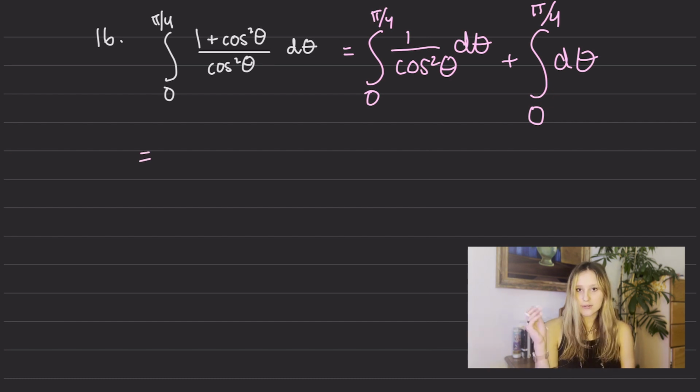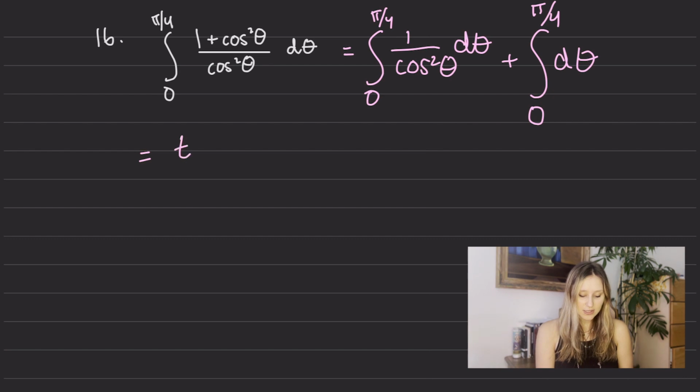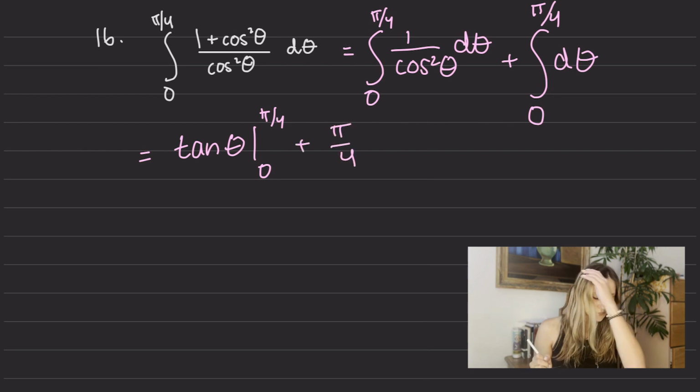So what is 1 over cosine squared? That's going to be secant squared. And the integral of secant squared is going to be tangent of theta evaluated at pi over 4 and 0. And then we just get pi plus pi over 4 from that.